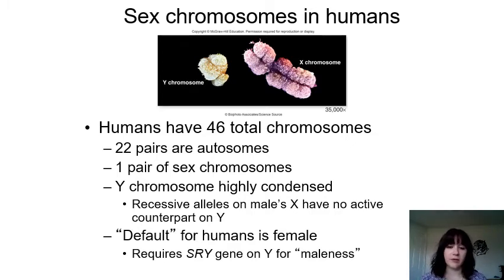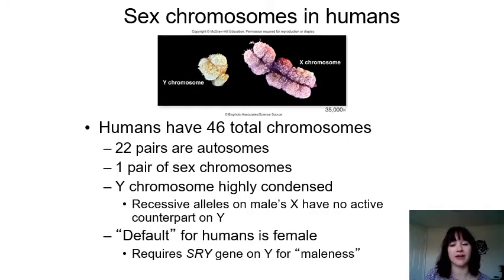So kind of interestingly, the default for human development is female. There is a gene on the Y chromosome that determines maleness, because all of our traits are based on genes, and so there's a genetic basis for male or female. The gene that determines maleness is found on the Y chromosome. It's called SRY, which I like to joke is short for, 'Sorry, you're going to be a male.' Again, this gene is just found on the Y chromosome.